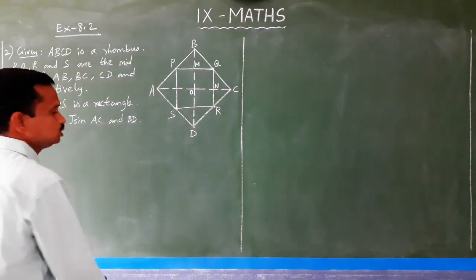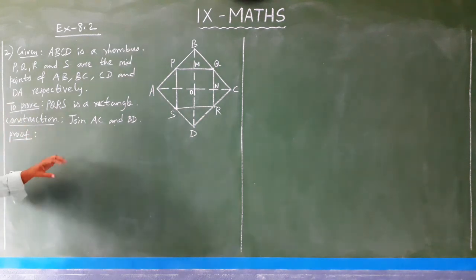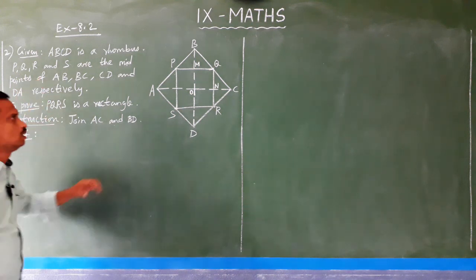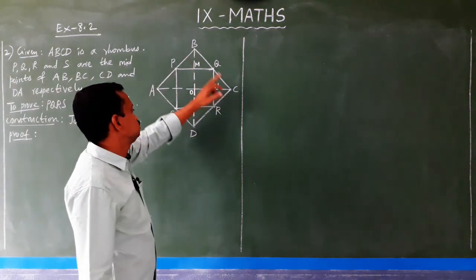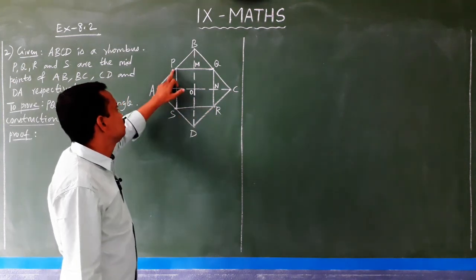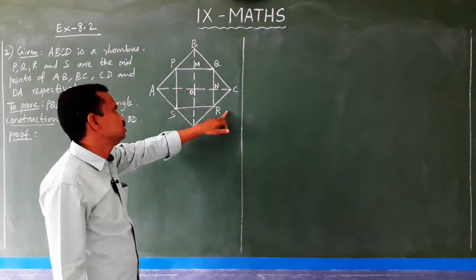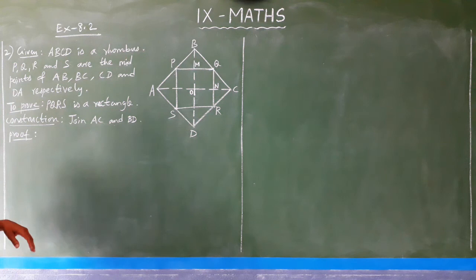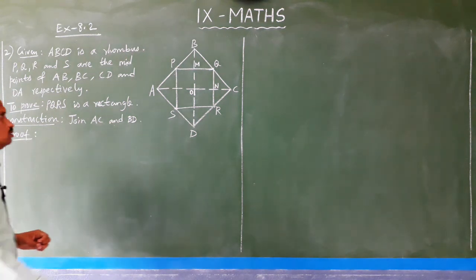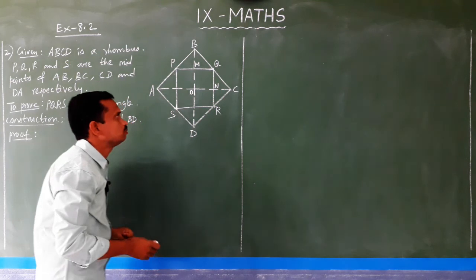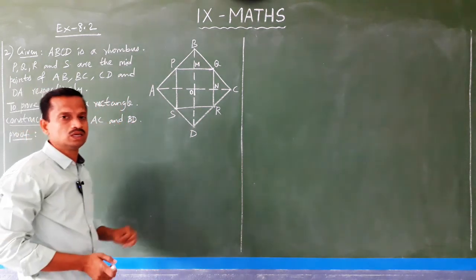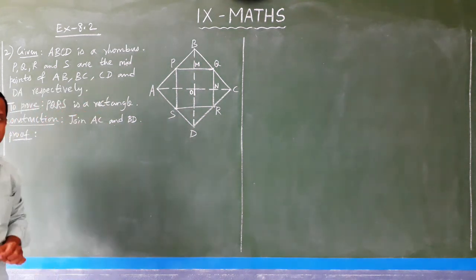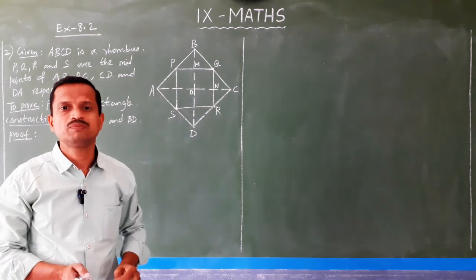So now coming to question number 2. It is given that ABCD is a rhombus. P, Q, R and S are the midpoints of each side. P is the midpoint of AB, Q is the midpoint of BC, R is the midpoint of CD and S is the midpoint of AD. And we have to prove that the quadrilateral formed after joining the midpoints of all the sides of the given rhombus, PQRS, is a rectangle.